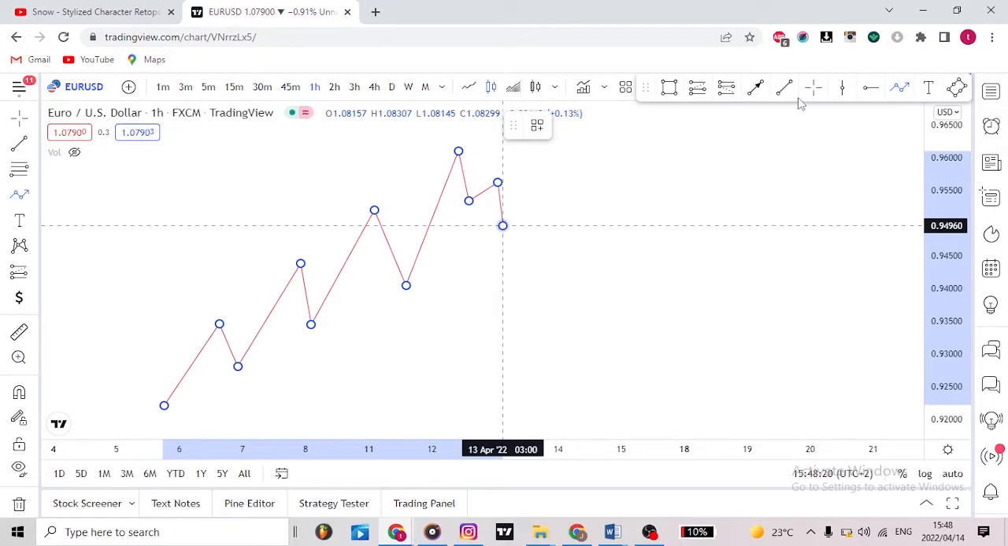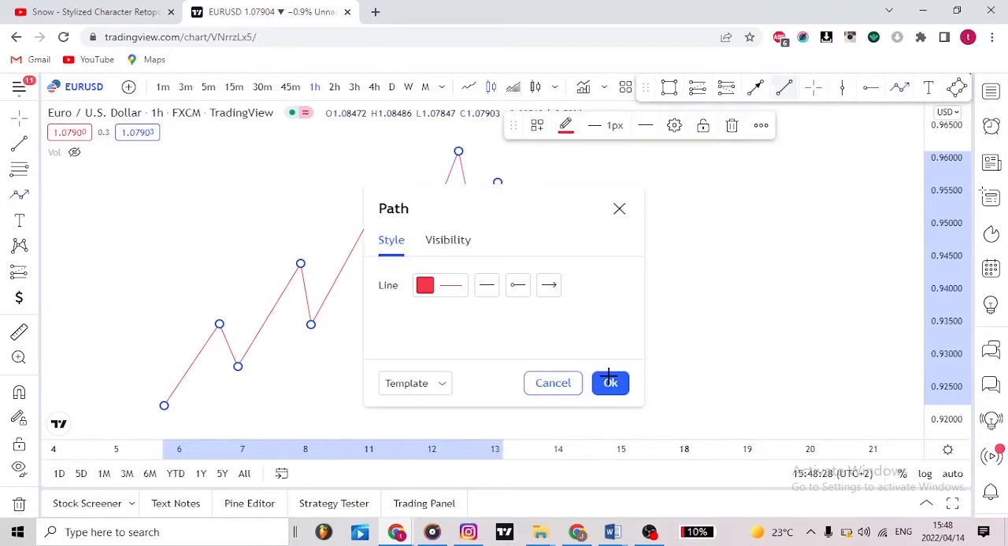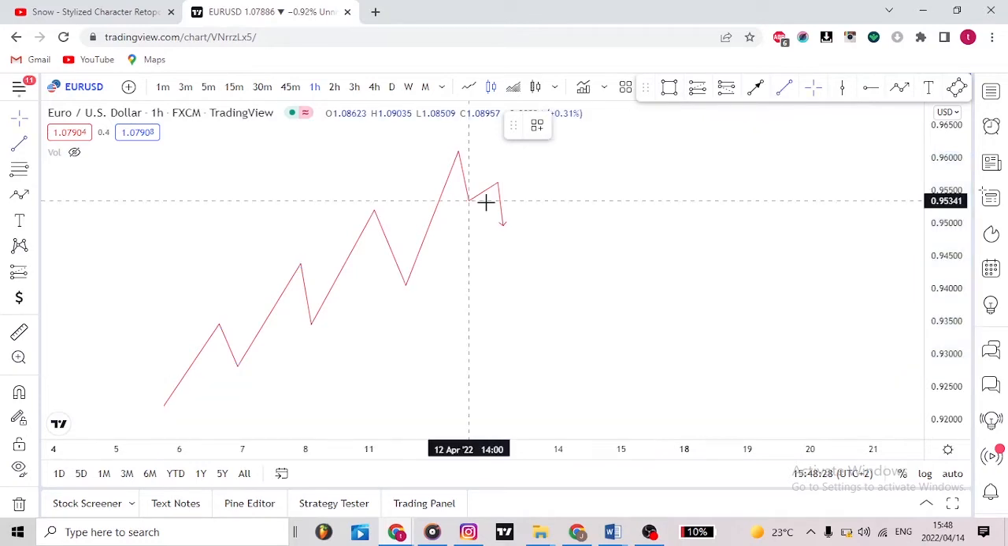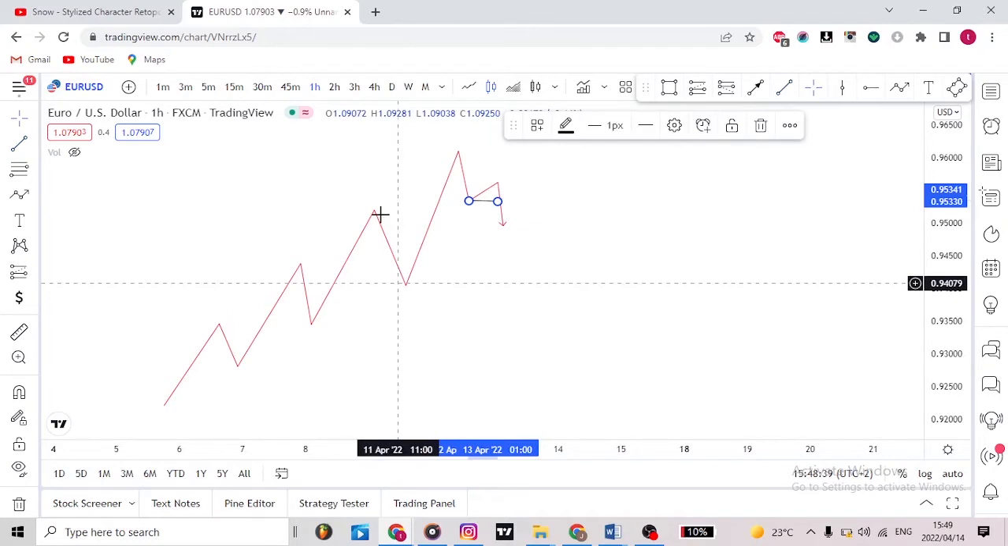Now here you should never make the mistake of labeling this as a change of character. This is not a change of character, because for it to be a change of character, the market must take out the low, which will have to be the highest low, which took out the previous high. So this is not a change of character.